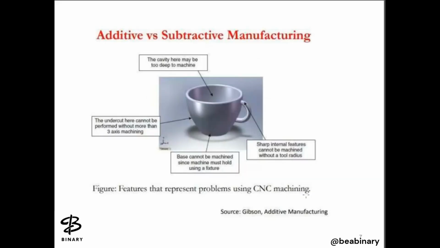What is additive versus subtractive manufacturing? The cavity here may be too deep to machine. Look at the inside of this cup: the depth is so great that machining is very difficult, so that thickness and depth cannot be achieved in subtractive manufacturing. For this we go for additive manufacturing. The internal features cannot be machined without a tool radius, and the base cannot be machined since the machine must hold it using a fixture.